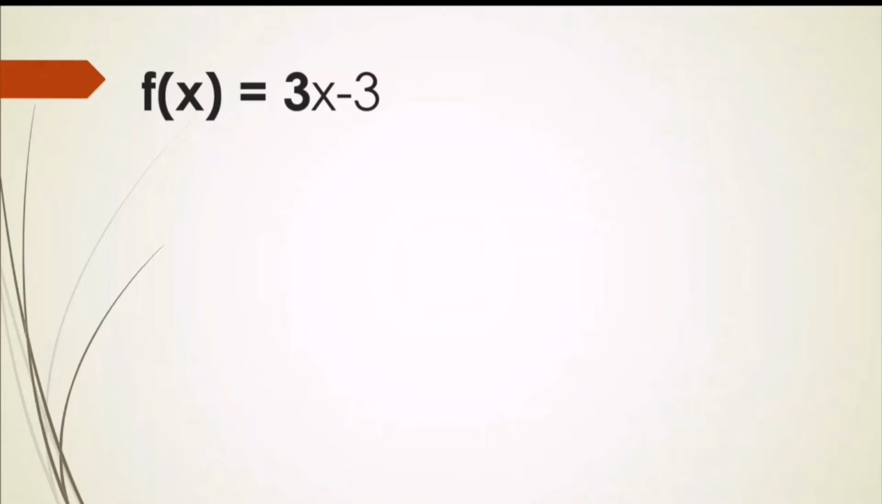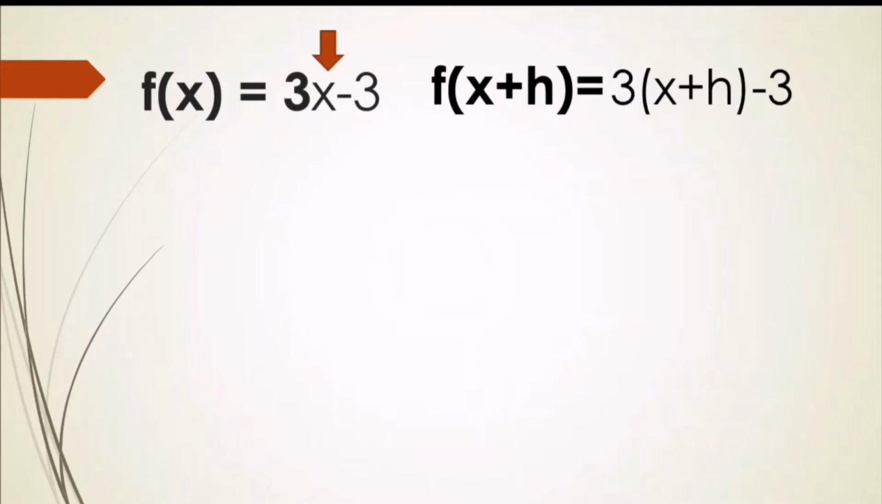Let's proceed with our second example. The given example is f of x equals 3 times x minus 3. The first thing that we need to do is to find the value of f of x plus h. So what we will do is just substitute the value of x with x plus h. That's why we have 3 times the quantity of x plus h, minus 3.